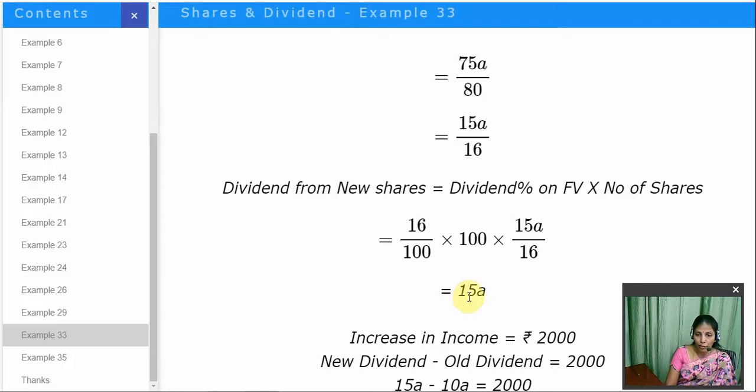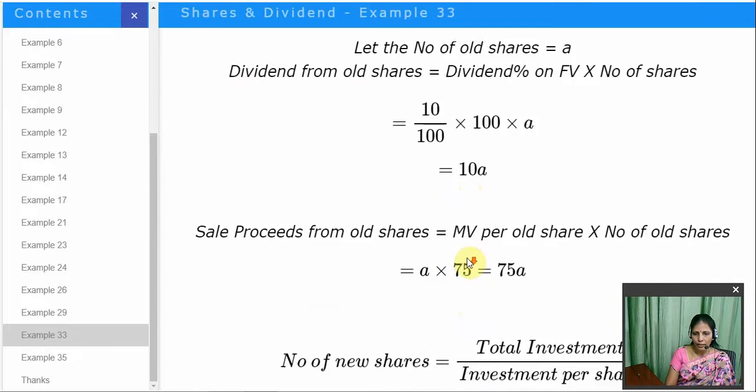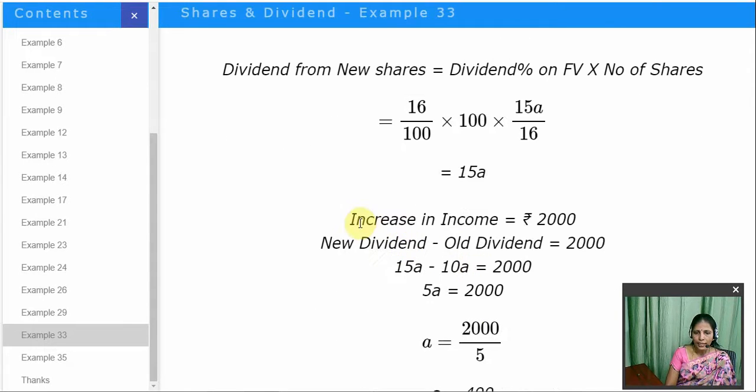What was his income from the old shares? We already found that, the dividend from the old shares is 10A. Now, by this transaction he has increased his income by 2000 rupees, which is given. So the new income minus the old income, that is, the income he received from the new shares minus the income from the old shares, is equal to 2000.